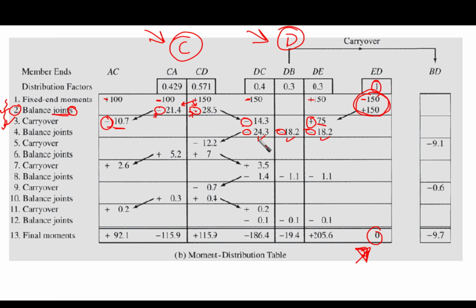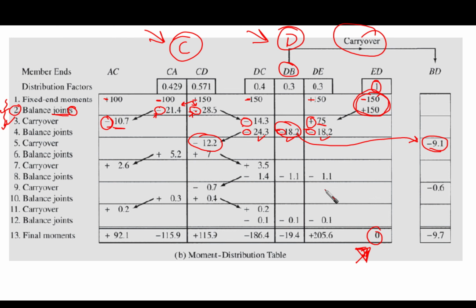Then we have only what? Yes, the moments at point D, at this point, which is for DC. Half of it will be here, which is minus 12.2. And for this one, it is 18.2. Then we should make carryover? No, we should not make any carryover for this. Stop it here. Do not think about it. What about 18.2? Yes, there should be some carryover because we have DB, which is half of it, minus 9.1.